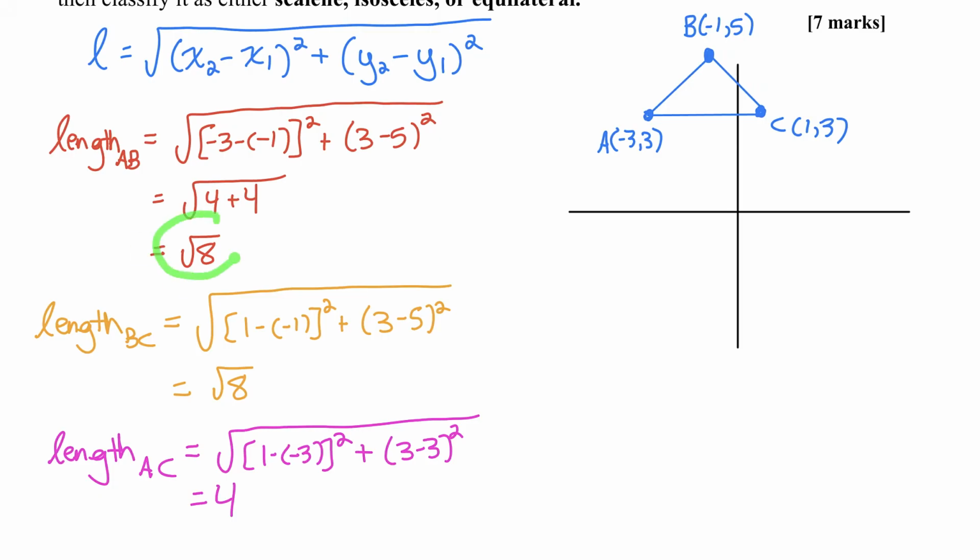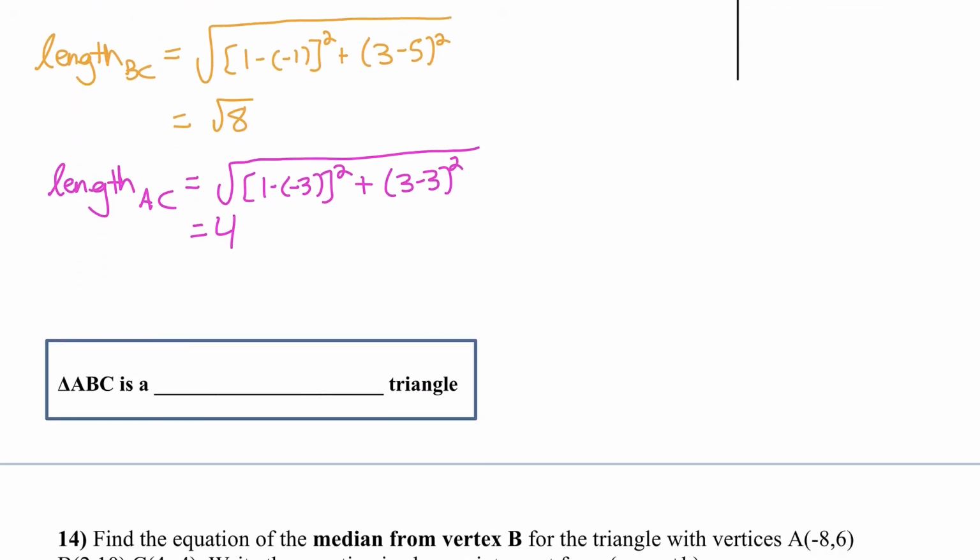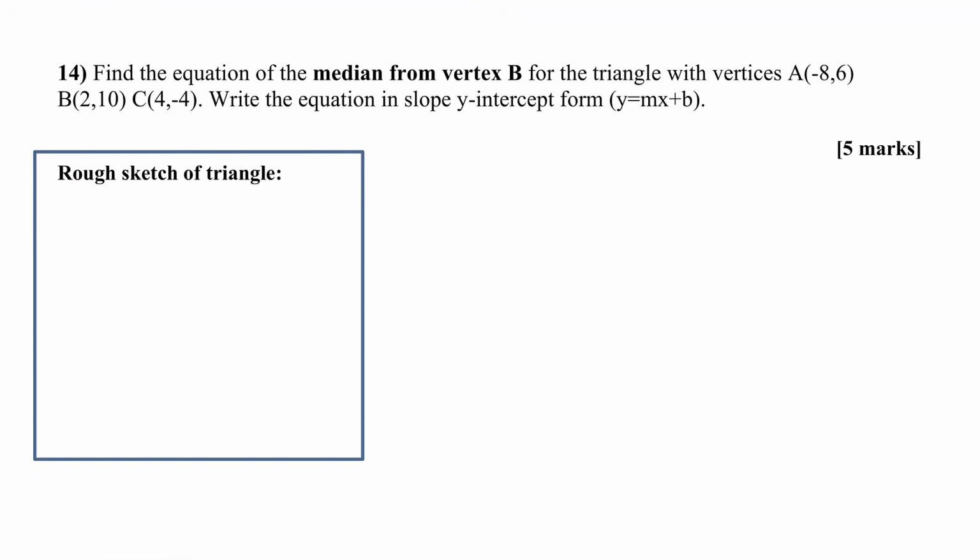So based on the lengths of these 3 sides, since 2 of the sides are equal, I know this is an isosceles triangle. So I can fill in the answer here. Triangle ABC is an isosceles triangle. Moving on to question 14.